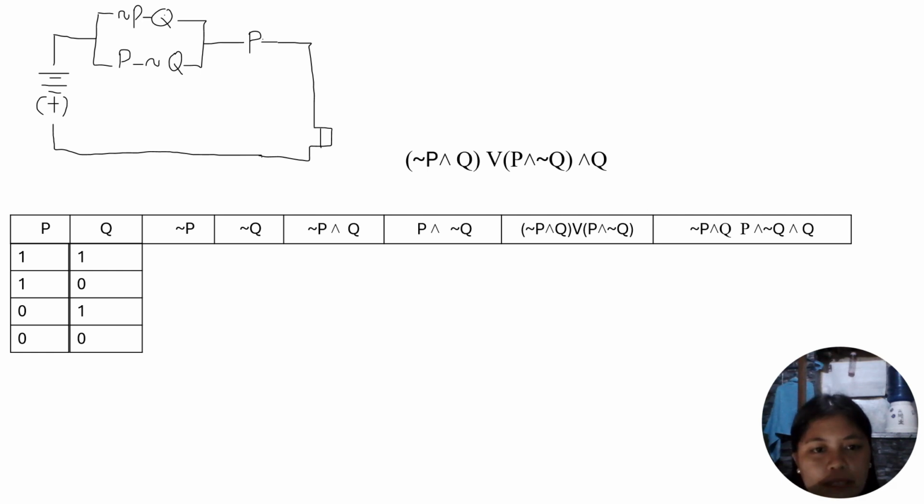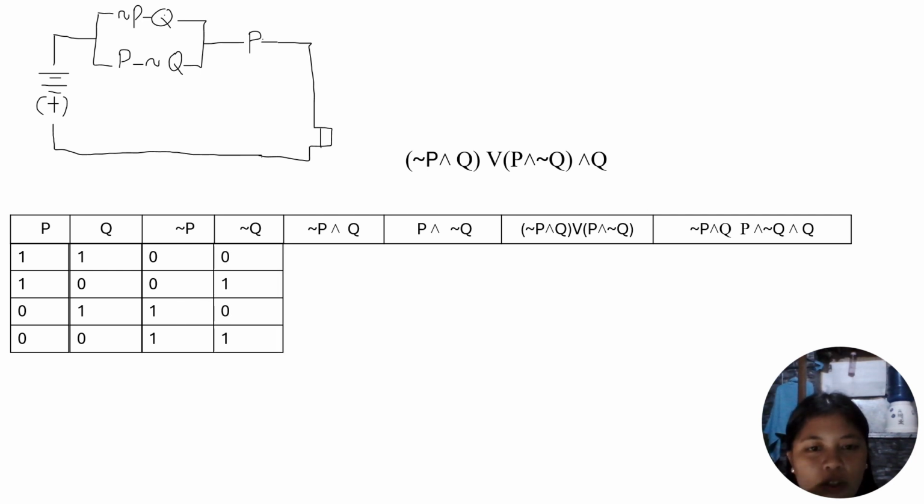We have the next column, negation of P. When we say negation, if P is 1, the negation of P is 0. So the negation of P is 0011. Now that we already have the negation of P, the next column is the negation of Q, which is 0101.